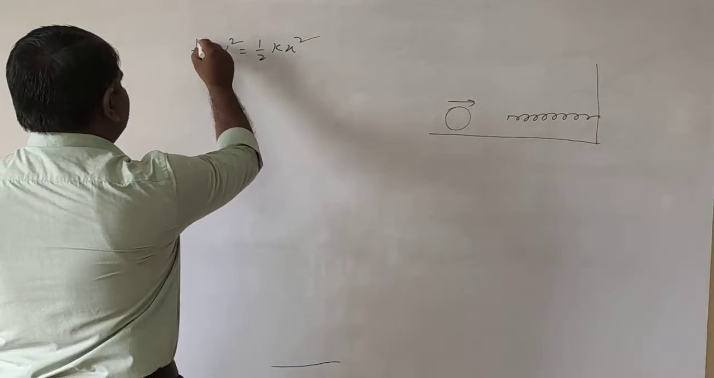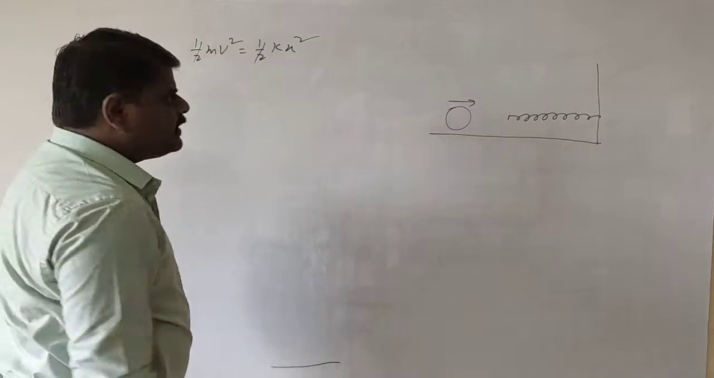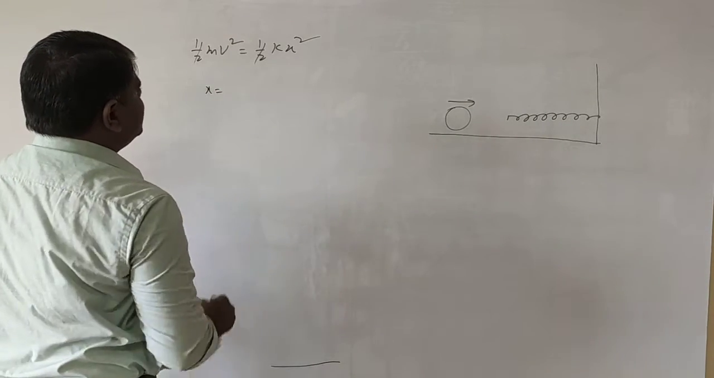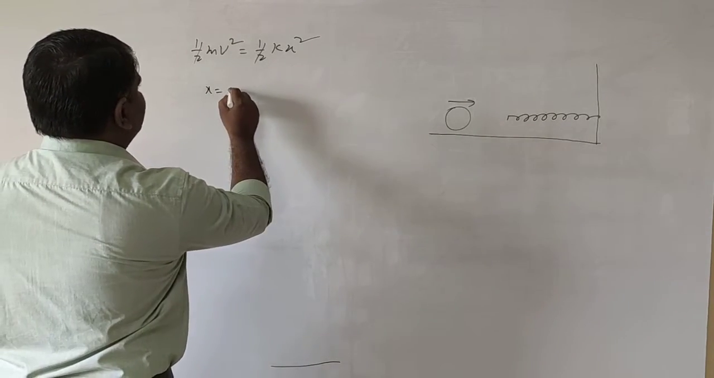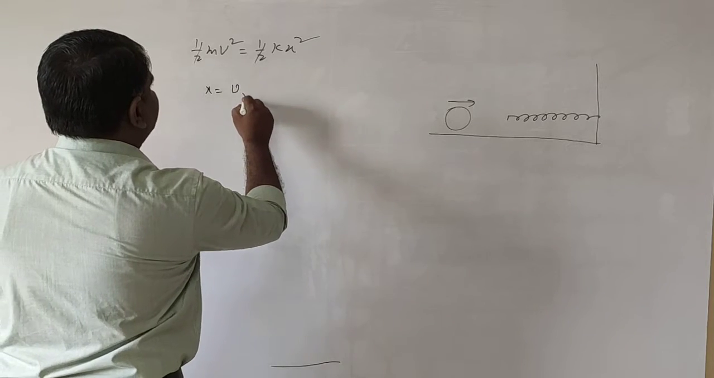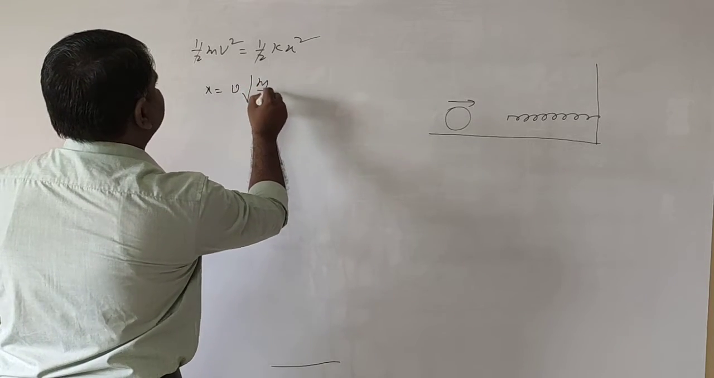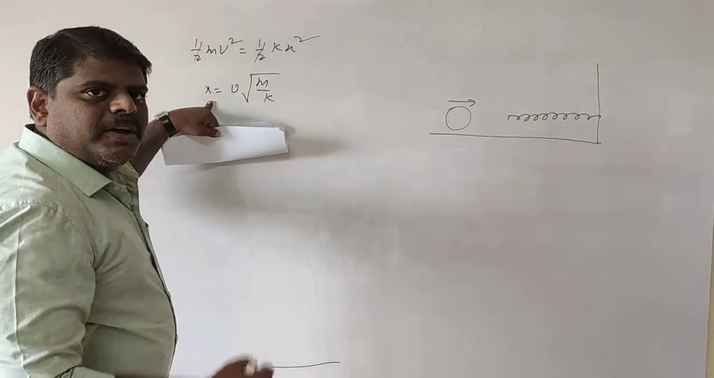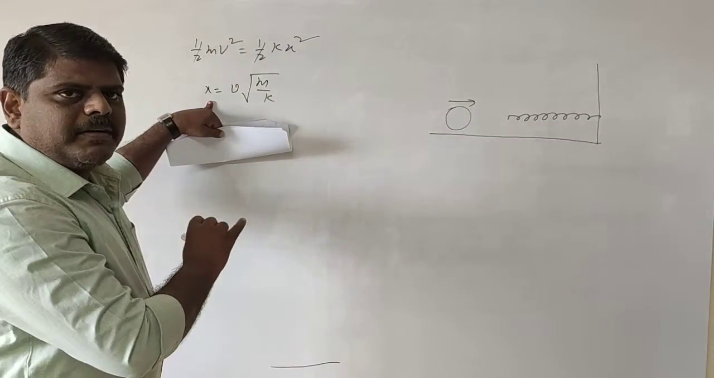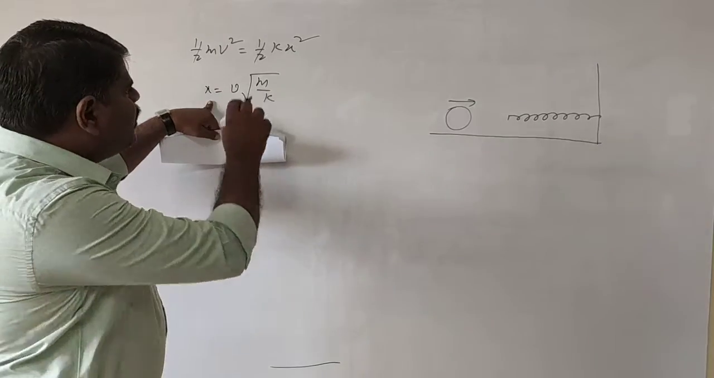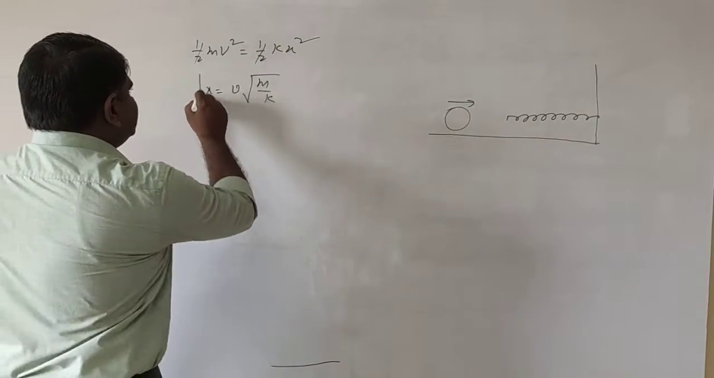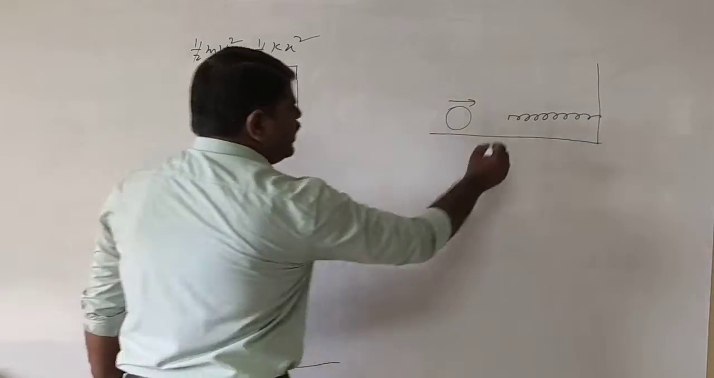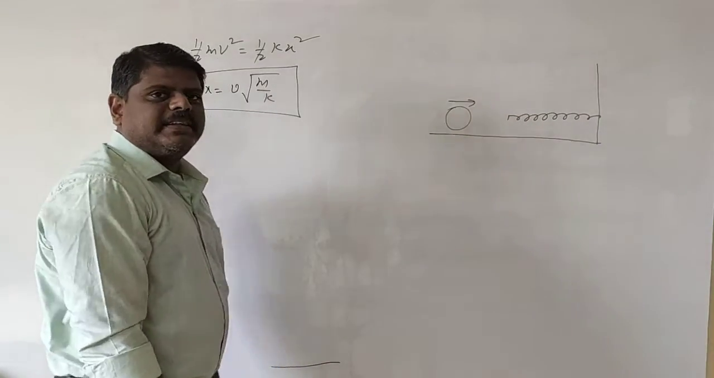To find out the x value, this 1 by 2 is going to be cancelled. Then x square is equal to, k is coming to the denominator, v square into m by k. If you write x is equal to, the v square becomes v, and under root of m by k. So this is the formula we are going to use to find out x. Here x represents how much compression is going to be produced inside the spring.